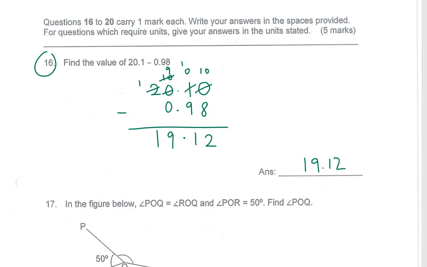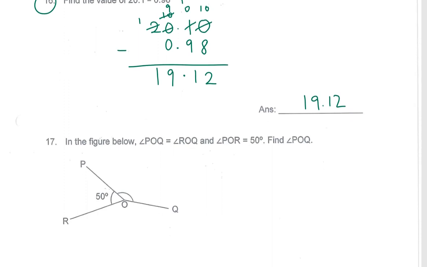Alright. Now, question number 17 looks a bit odd. They said that POQ, which is here, is the same as ROQ, which is here. Although it doesn't look like in the figure, but since the English said so, we shall think of it as it is. So this one is equal to this one.